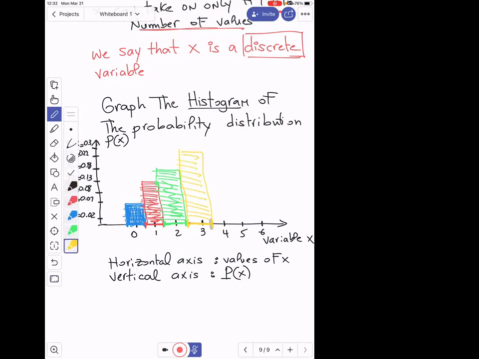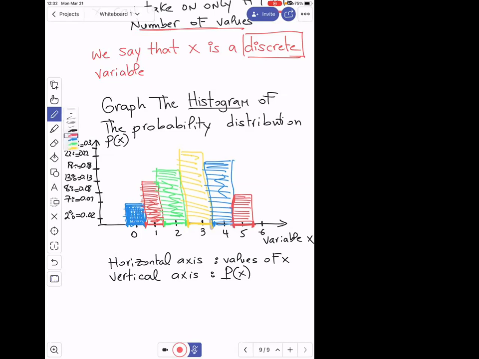X is 4, the probability is 22% or 0.22. So here's my 4, and we need to go up to 0.22. So that'll be right here. 5. So when x is 5, the probability that x is 5 is 8% or 0.08. So here's my 0.08. Again, 5 is in the middle. Your x is in the middle of your interval, and the height of your rectangle is given by the probability of x, so 8%.